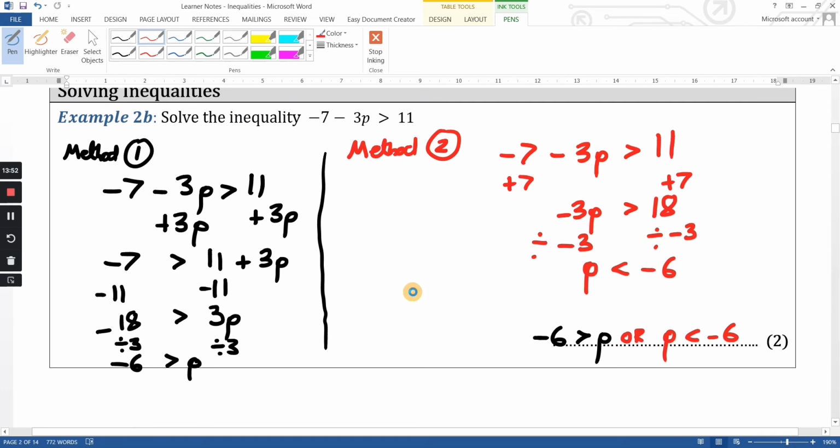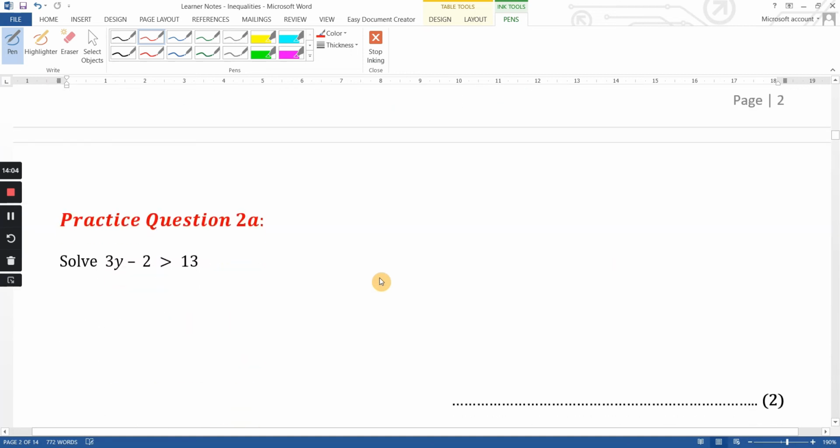So your choice, whichever method you prefer. You could do method 1 or you could do method 2. You're still going to get the correct answer. Just make sure that the inequality sign is pointing the right way. So have a go yourself. Practice question 2A onwards. Pause the video, and when you're ready, unpause it.